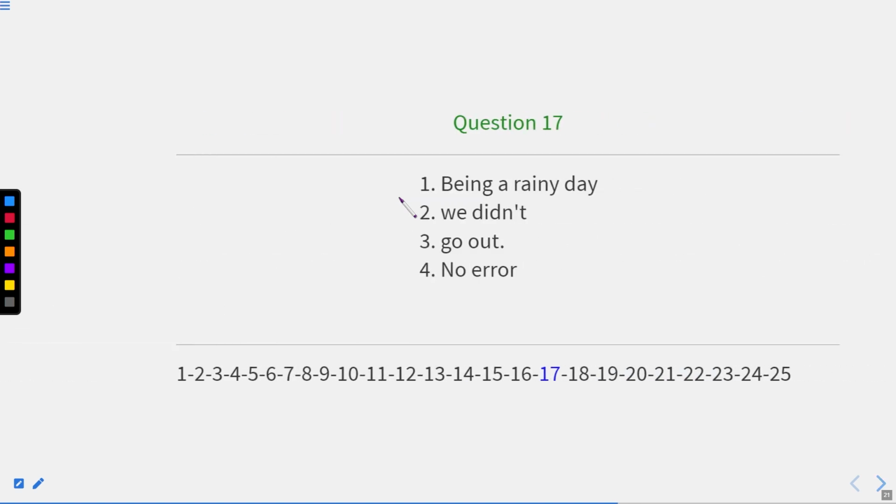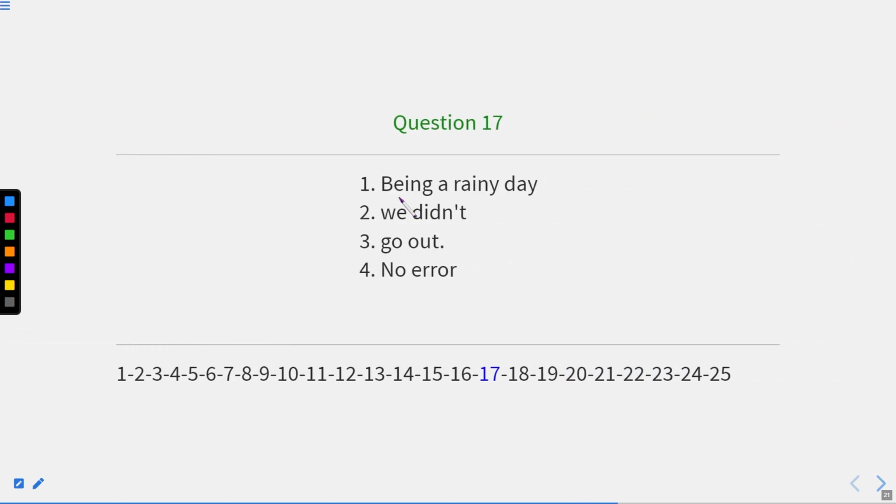Now let us move to question number 17. Being a rainy day, we didn't go out. Now, if I say being a rainy day, it means I am a rainy day, but I'm not. If a sentence begins with being, there is a trick. See the subject of the next clause, that is we. Just see whether this rainy day and this we are the same or not. If they are not the same, it means beginning with being is incorrect.